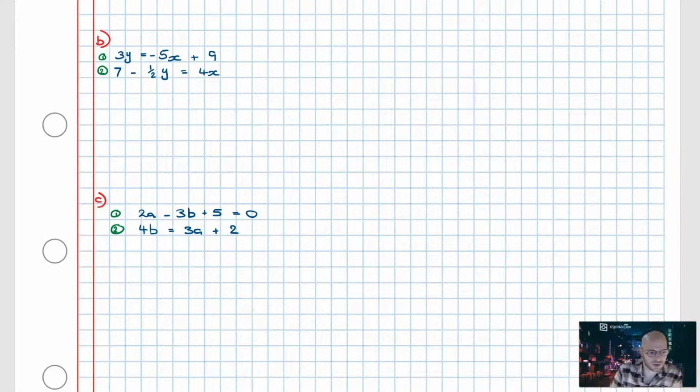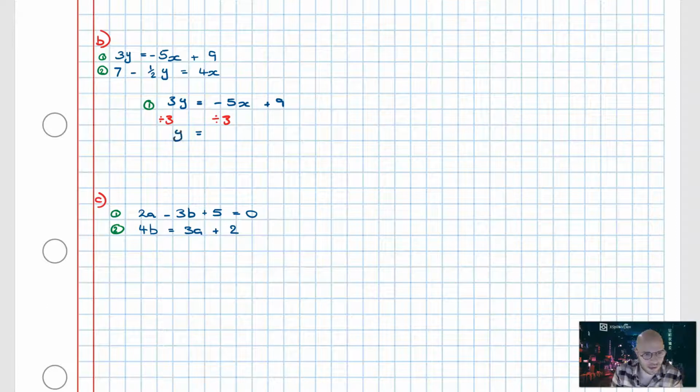We can use the graphical method, or we can use the equation solver. Using the graphical method, we need to arrange both equations into slope-intercept form. So to do that, I'll go equation 1, 3y equals minus 5x plus 9. Remember, for slope-intercept form, we have to have y equal something. So I'll get rid of the coefficient in front of the y. To do that, I divide both sides by 3.